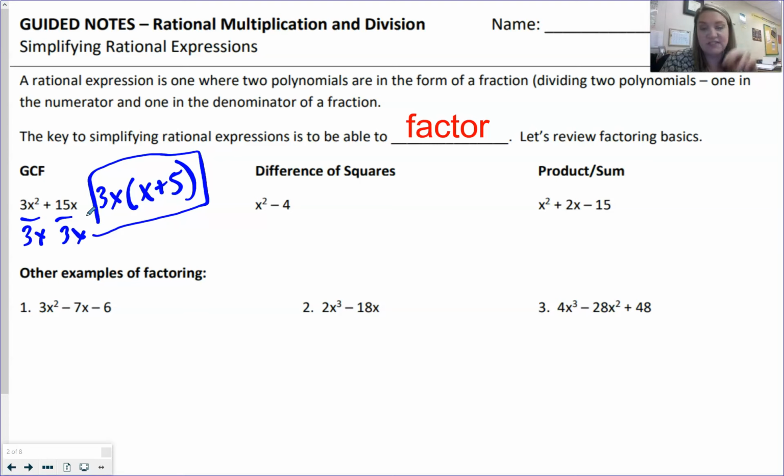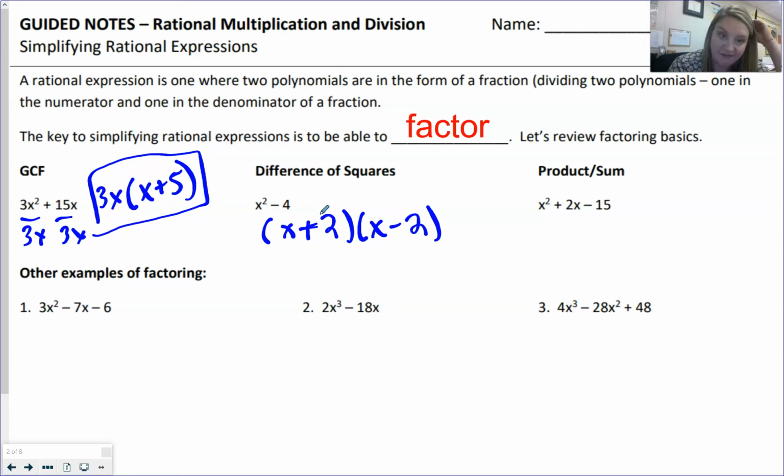All right, we had difference of squares. That's when I had two perfect squares with a minus sign in between. When I factor this, we use the conjugate of their perfect squares. So we have x plus 2, and we're going to have x minus 2. That's difference of squares. Then we had basic factoring, where we find two numbers that multiply to give us the end, and they add to give me the middle.